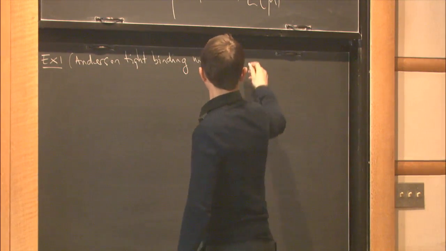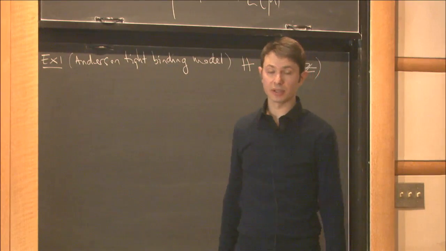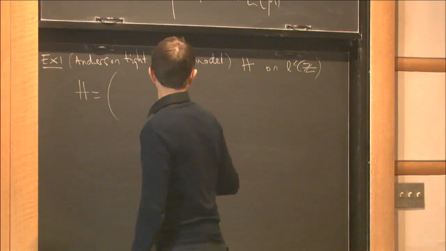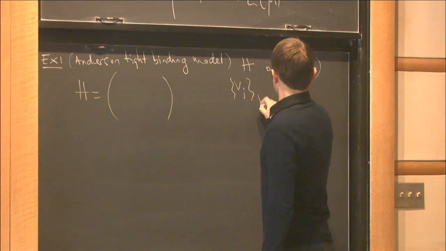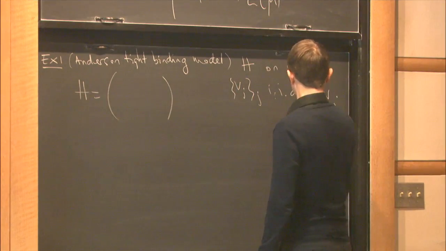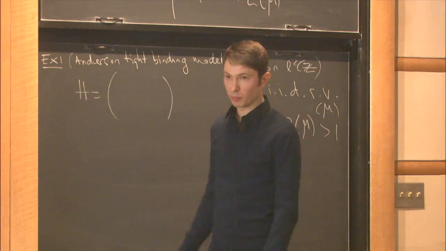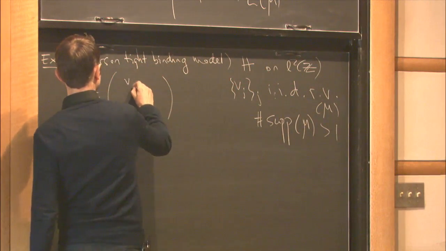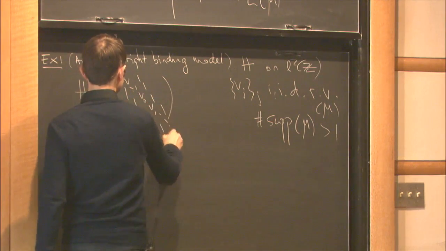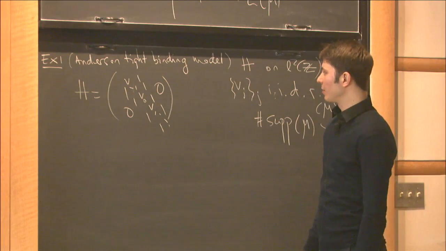So you have the Schrödinger operator, the discrete one-dimensional Schrödinger operator acting on the integer lattice. Let me write it as a matrix. So I have IID random variables with common distribution mu, and we assume that the support has more than one point. So the operator, in matrix form, is tridiagonal with this IID sequence on the diagonal, and ones above and below.